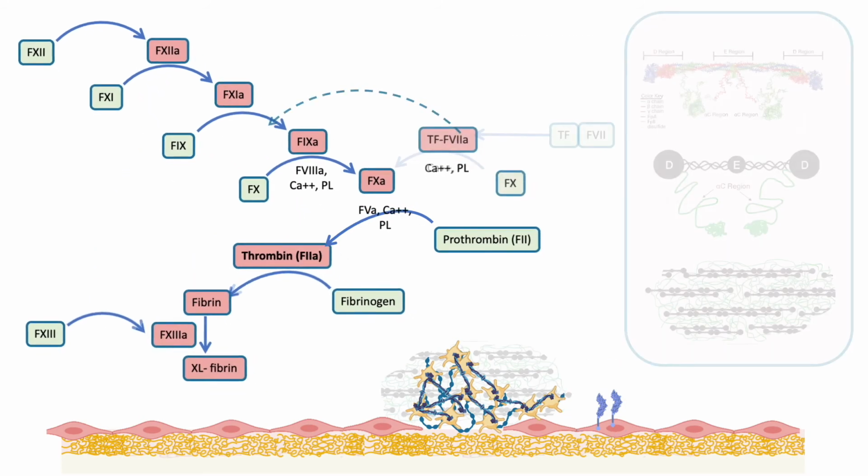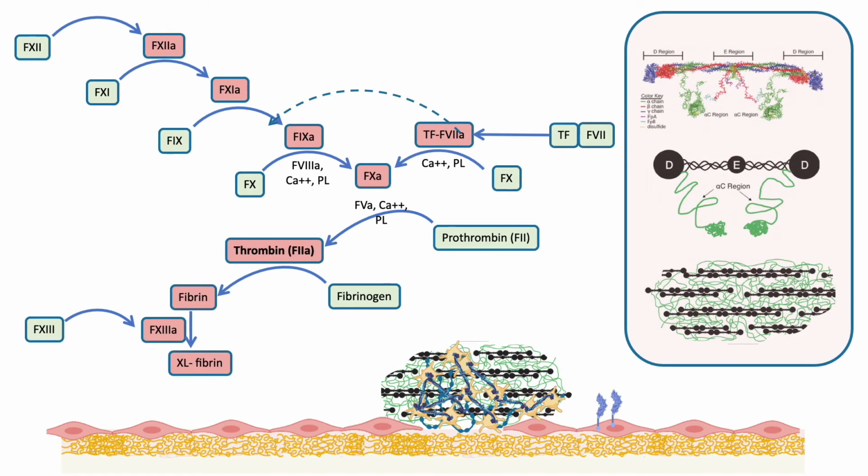The formed thrombin cleaves fibrinogen to fibrin monomers that can aggregate to form a fibrin meshwork to seal the area of vessel injury. In addition, thrombin activates factor 13 to factor 13A. Factor 13A cross-links the fibrin strands by forming peptide bonds between glutamine and lysine residues of fibrin, thereby stabilizing the clot.